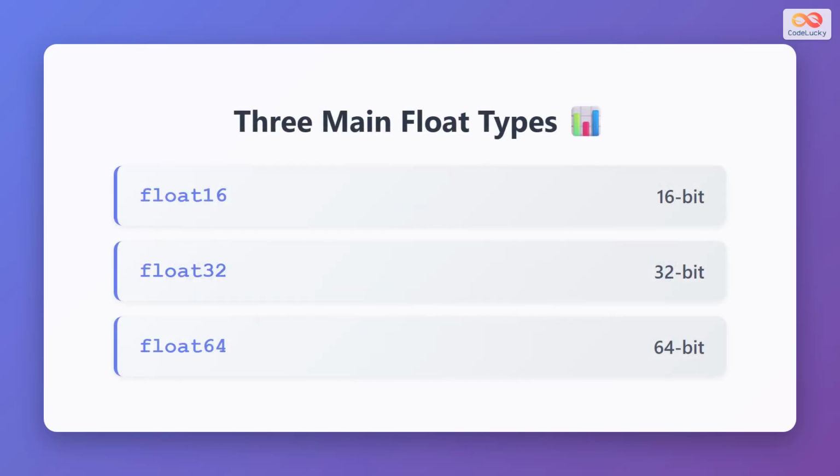NumPy provides three main floating point data types. Float16 is a 16-bit floating point type, float32 is a 32-bit type, and float64 is a 64-bit type. The number in each name represents how many bits of memory are used to store each value. As we move from float16 to float64, we use more memory but gain more precision in our calculations.